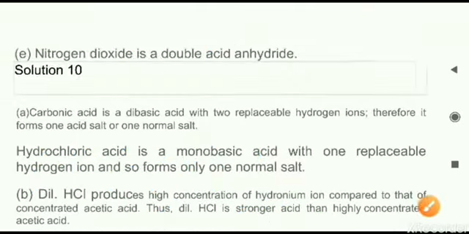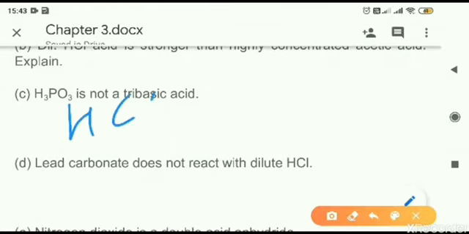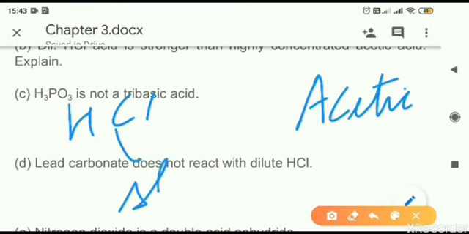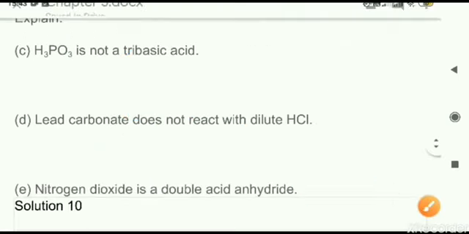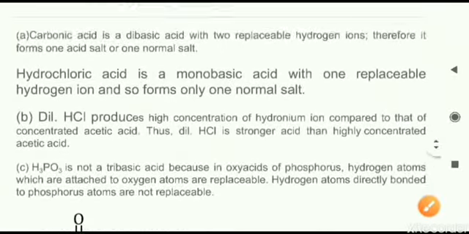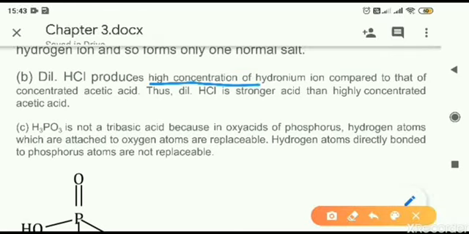Next, now question number B part they have asked here. Dilute HCl is stronger than the highly concentrated acetic acid. So what they have asked in this question is HCl and acetic acid. If we compare both of these acids, then HCl is a strong acid, acetic acid is a weak acid. Why is it so? The reason they are asking. So the reason is related to the concentration of hydronium ion. The answer is HCl produces a high concentration of hydronium ion as compared to acetic acid. That is why HCl is a stronger acid if we compare it to acetic acid.